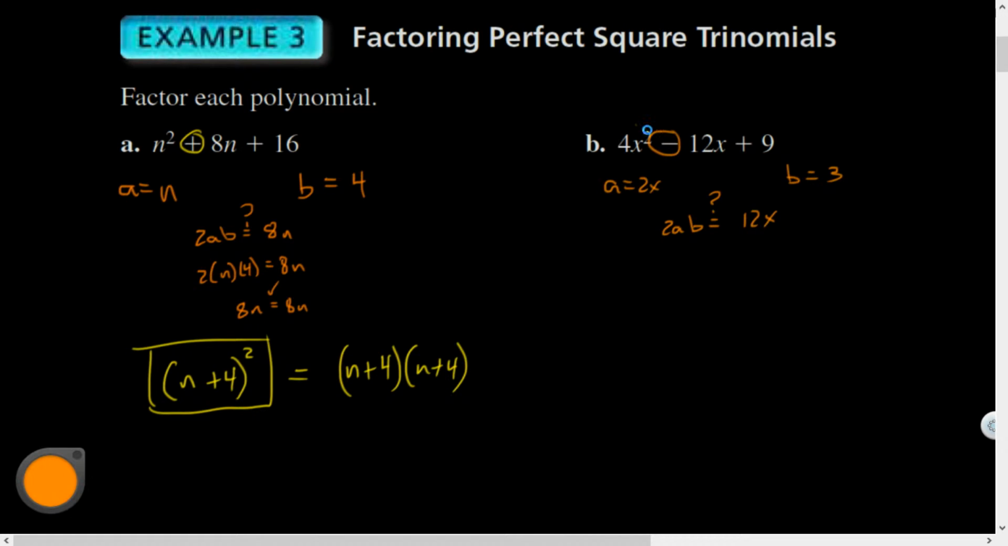And notice I'm completely ignoring the sign for now. All right, so is 2 times 2x times 3 equal to 12x? 2 times 2 is 4. 4 times 3 is 12. Well, yeah, it worked out. 12x equals 12x. I'm ignoring the sign for the moment. The only thing the sign is going to do is this next part, because this is a minus sign, the a squared minus 2ab plus b squared will equal a minus b all squared. And in my case, instead of a and b, I'm going to write 2x and 3. So I'll have 2x minus 3 all squared.